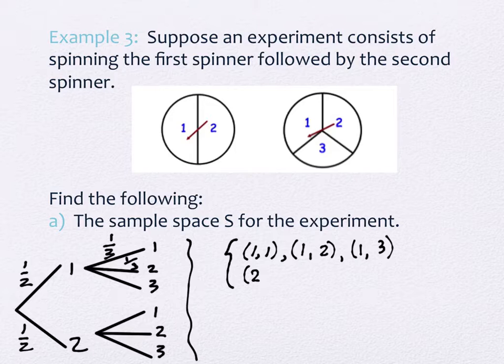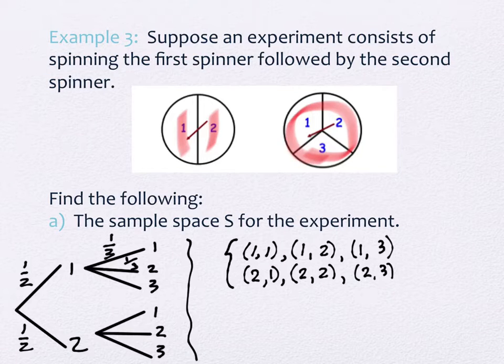Or I can start out by spinning a 2, and then what are my combinations? 2, 1, 2, 2, and 2, 3. So all the first 1s are coming from here, all the first 2s are coming from here, and then the 1, 2, 3s come from over here. So I've kind of listed them in ordered pairs. Do you have to list them in ordered pairs? Well, not necessarily. You could list them just as numbers, like 11, 12, 13, 21, 22, 23. That would be okay. There's not a specific way that it has to be done for it to be correct.